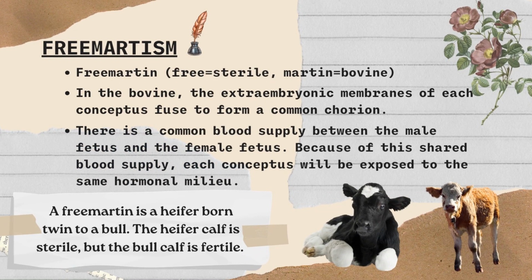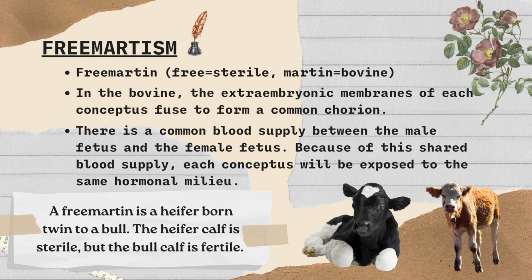abdominal cavity. In cattle, a condition exists that results in abnormal embryogenesis of the female reproductive tract. This condition is referred to as freemartinism. A freemartin results from a unique condition during the formation of the placenta in the cow. In the bovine, the extraembryonic membranes of each conceptus fuse to form a common chorion. These membranes, or chorion, share the same cotyledons. Thus, there is a common blood supply between the male fetus and the female fetus.